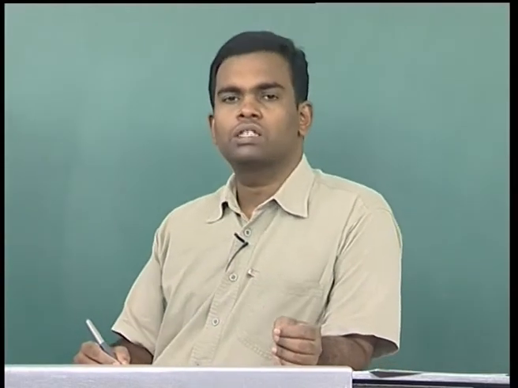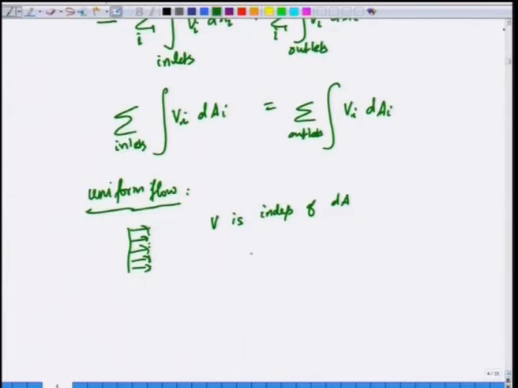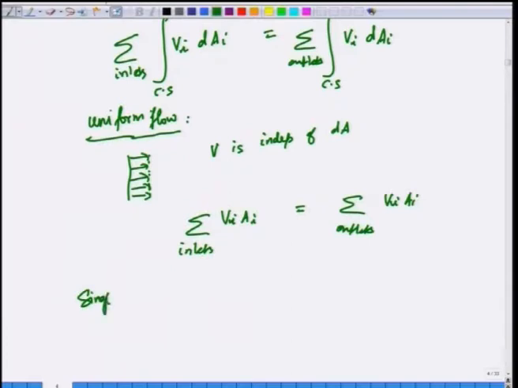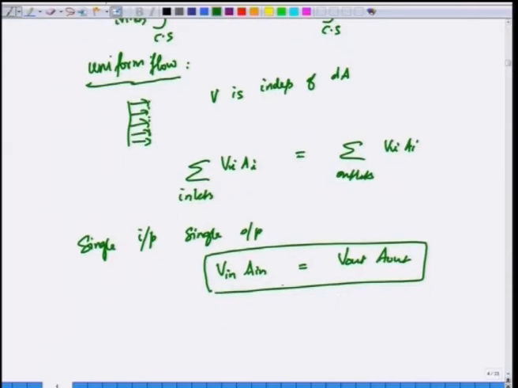So as a matter of convenience, in many simplified settings, one may think of the flow to be uniform. In such cases, V is independent of dA. So you can pull it out, and the integral of dA over the control surface is simply A. So the summation over all inlets of V_I A_I is the summation over all outlets of V_I A_I. If there is only a single inlet and a single outlet, then V_in A_in is V_out A_out.